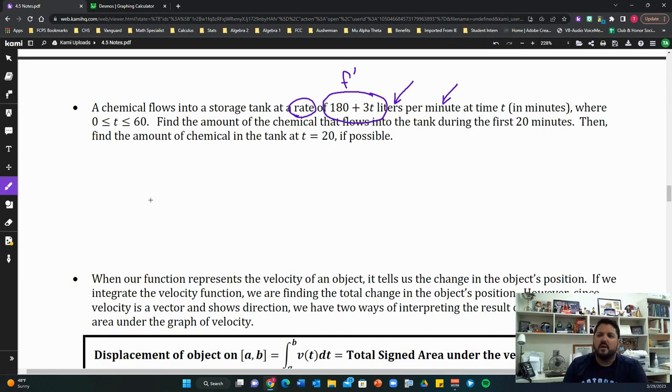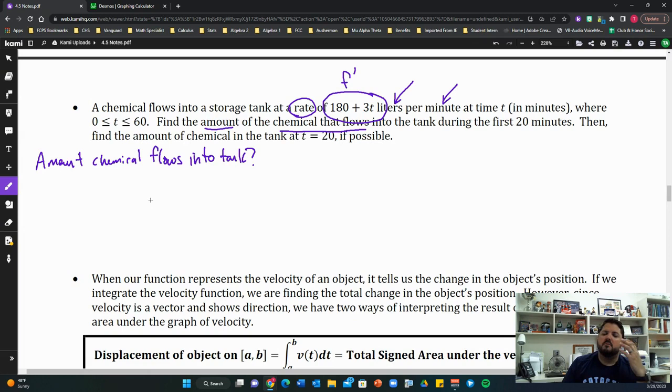And now they give us an interval of time, where time is between 0 and 60, so the first hour, 60 minutes. What we want to do is find the amount of chemical that flows into the tank during the first 20 minutes. That's the first piece of information. But then I also want to find out the amount of chemical in the tank at t equals 20, if possible, okay? So for the first part, if you want to find the amount of chemical that flows into the tank, if you think about that question, how much chemical has flowed into the tank during that interval?